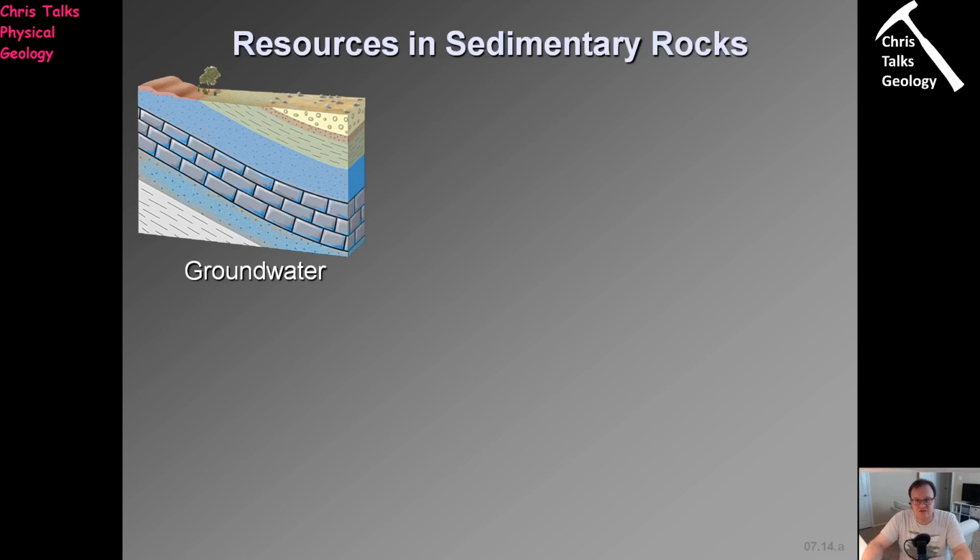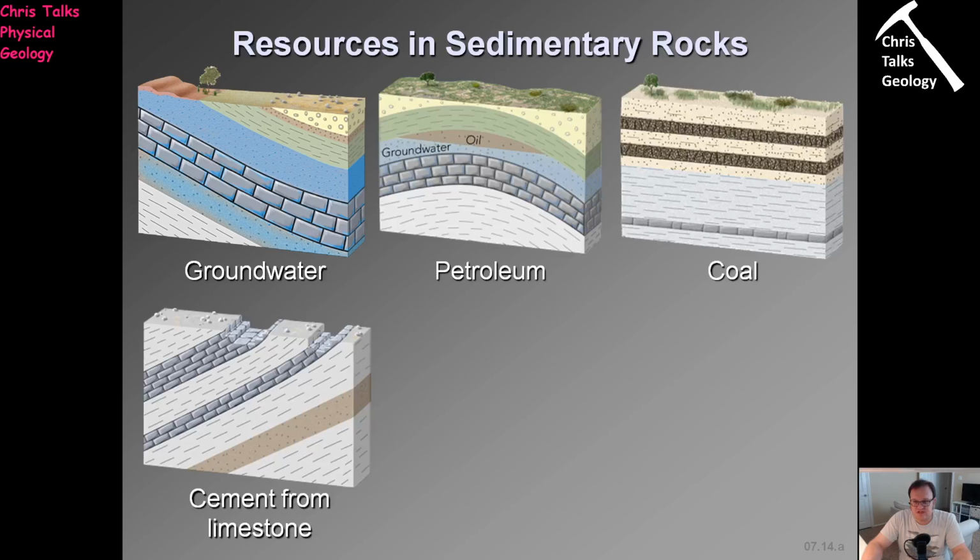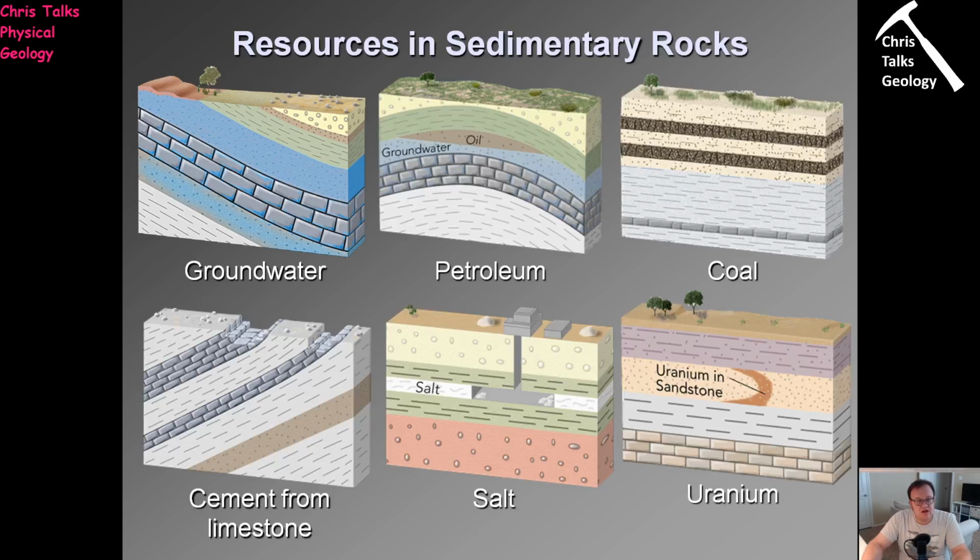So in terms of the resources in sedimentary rocks, why are they important? Sedimentary rocks are, on the whole, the classic ones especially, porous. That means they have voids inside them. And those voids can fill up with stuff. Those voids can fill up with groundwater. They can fill up with oil and gas.